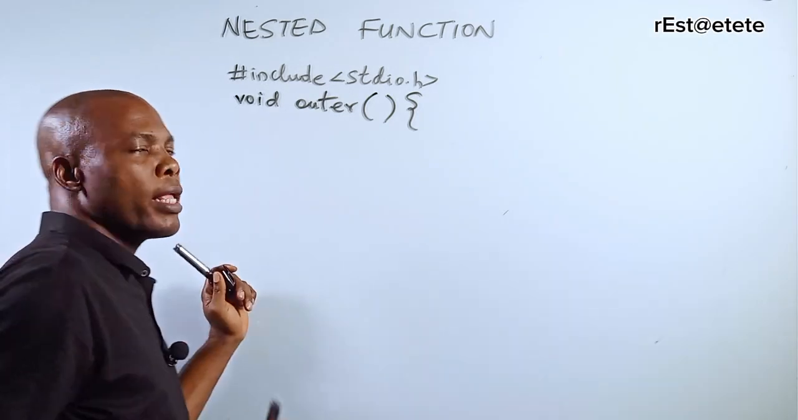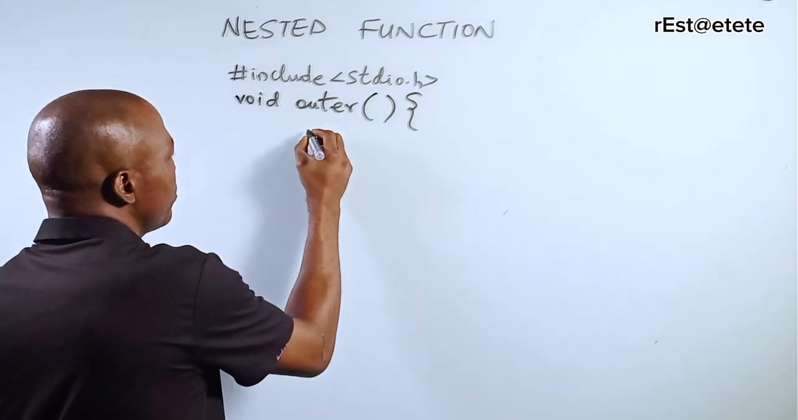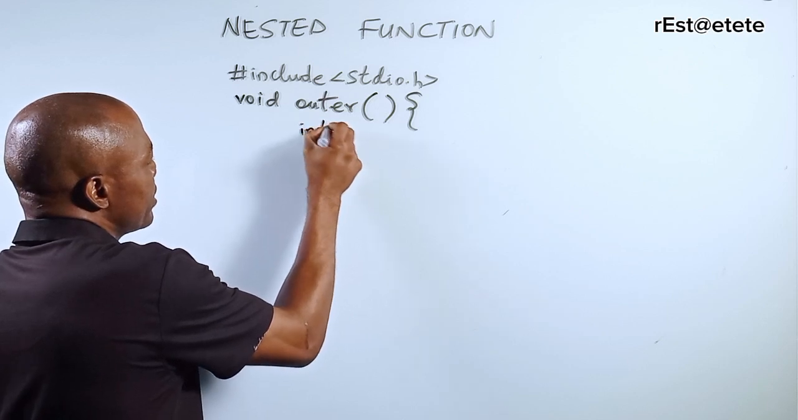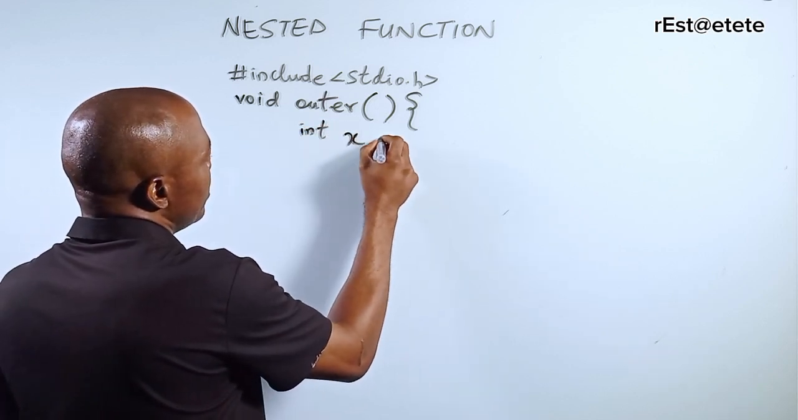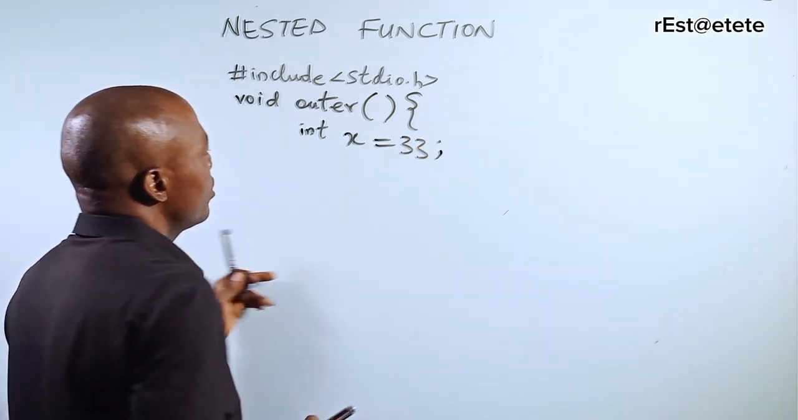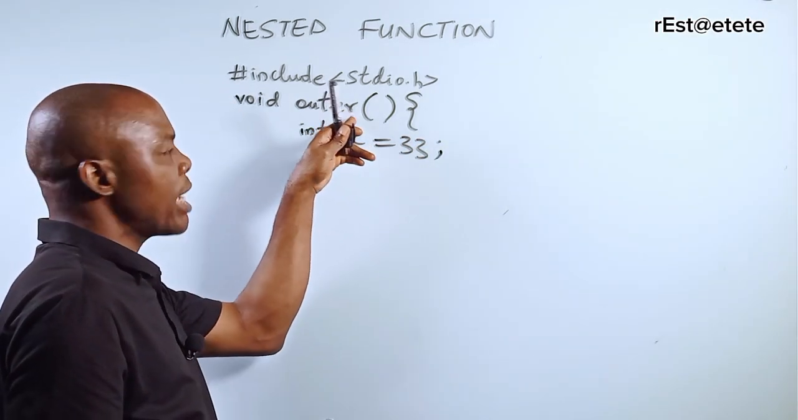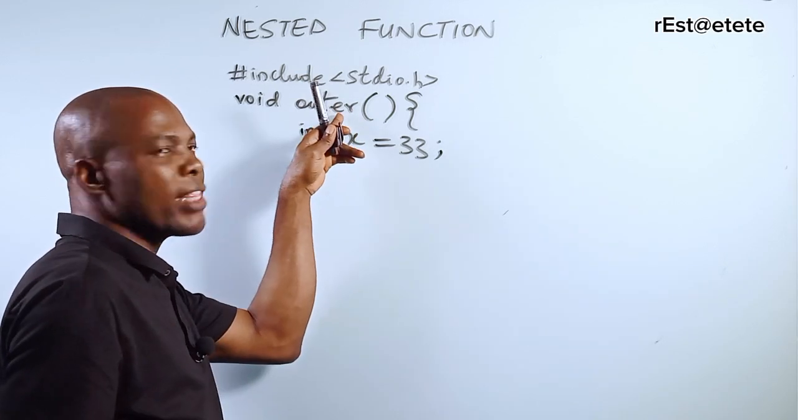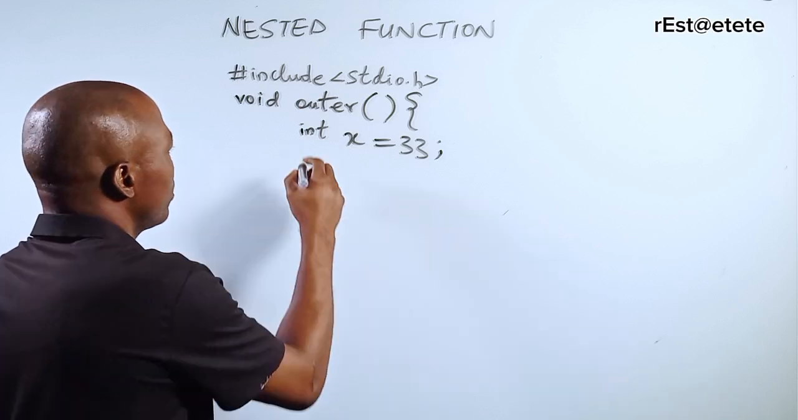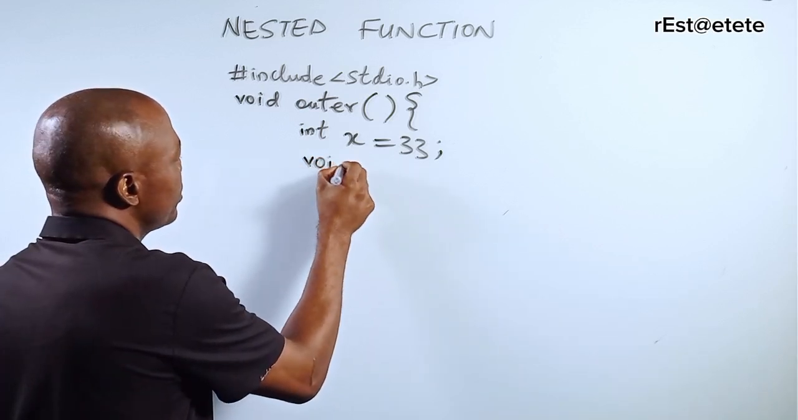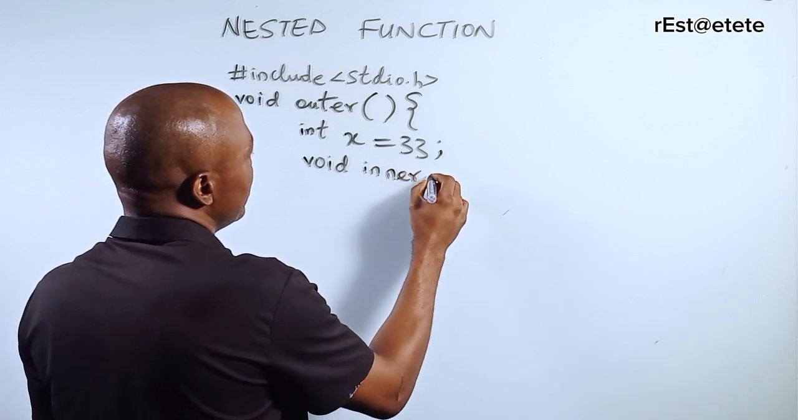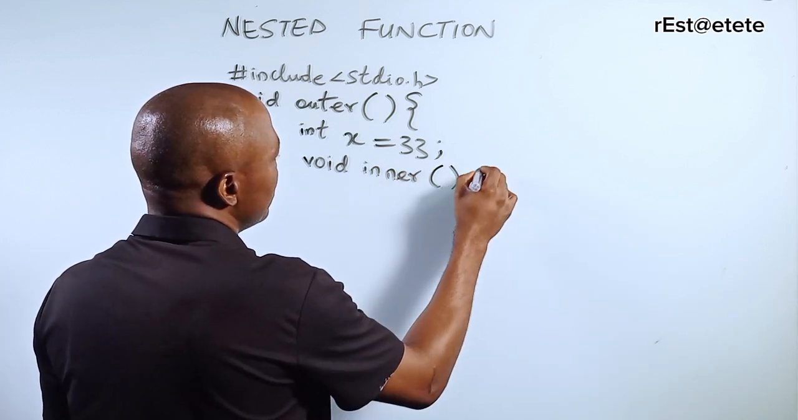Now inside this function, I am also going to declare a variable, and I will say int x. I will assign 33 to it, right? So this is the variable for this outer function. Then inside this outer function, I'm going to declare another function, which is the inner function. So I will also say void. This one I will call inner, right? And then I will do this.